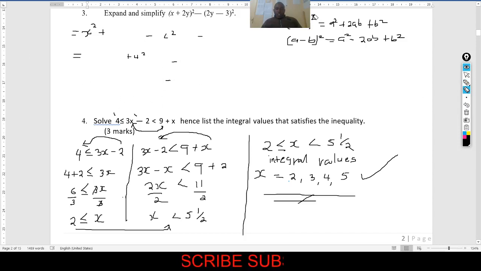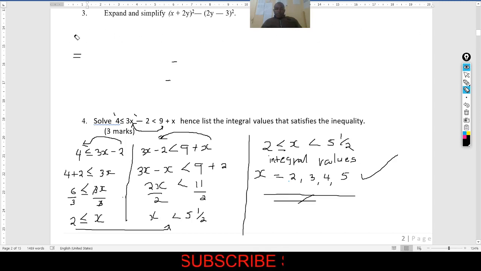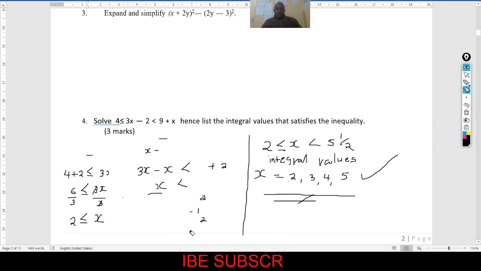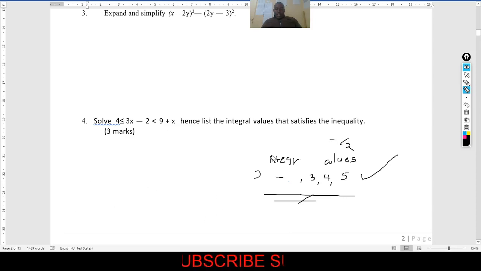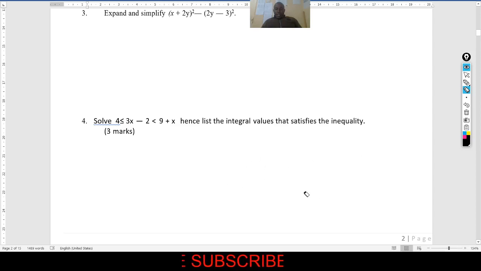Our next question, number 5. Now, when you are dealing with inequalities, that is what you do. Mostly, if you are dealing with parts, you separate them into 2 parts and then solve them in parts. Then later combine like we have done.